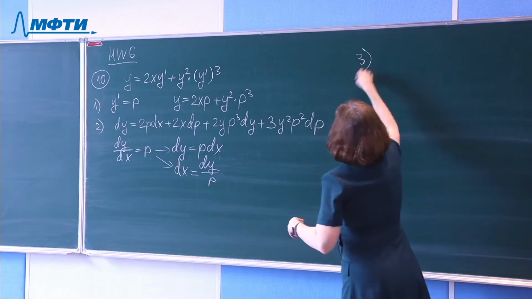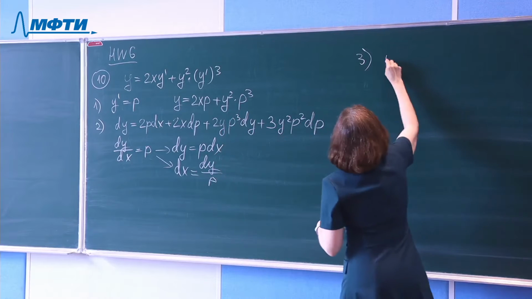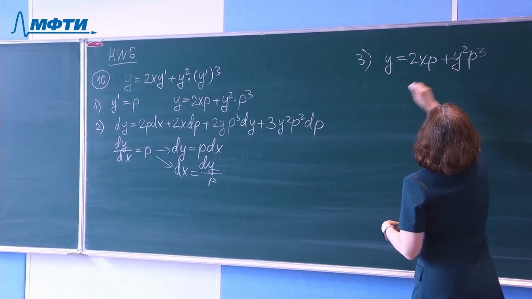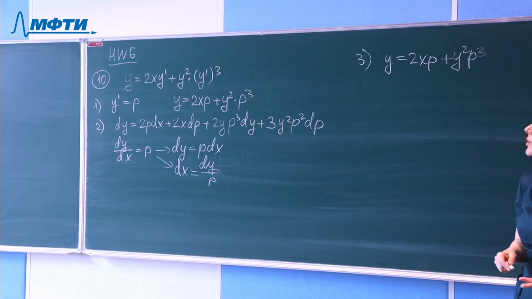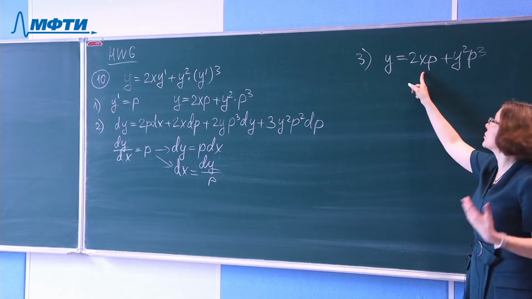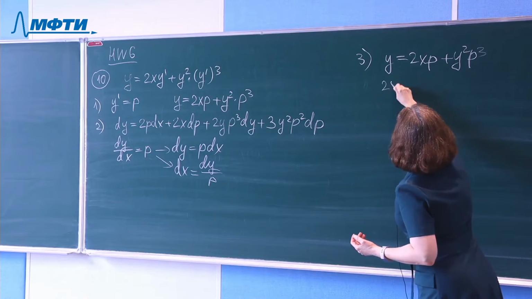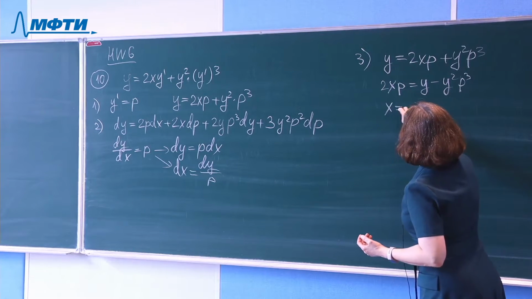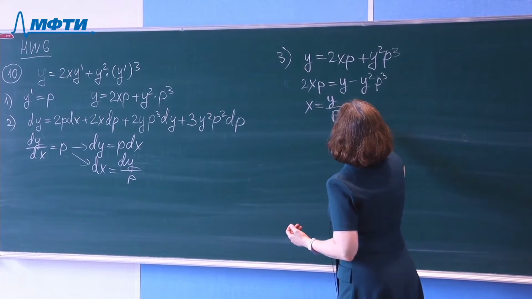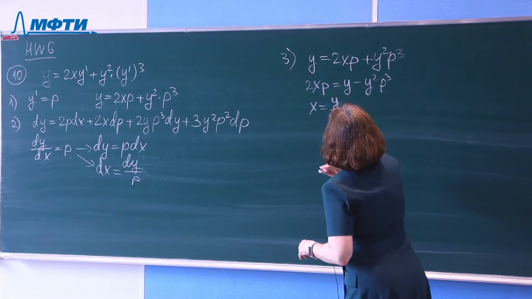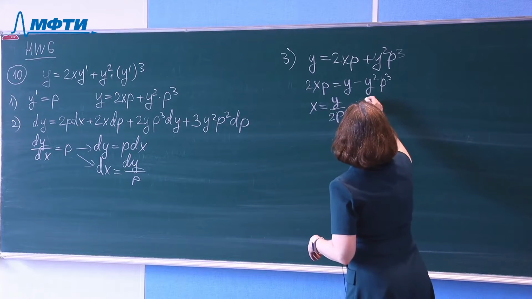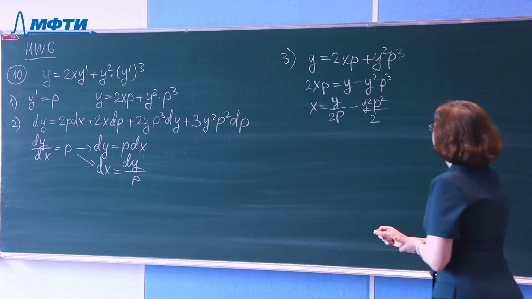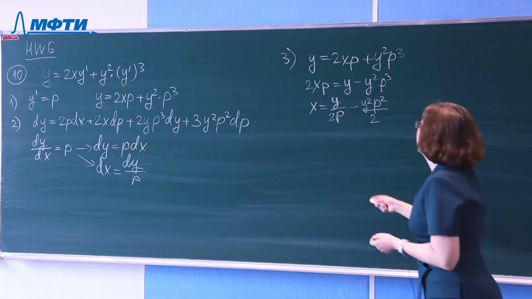So step number 3, we solve for x, of course. So 2xp plus y squared p cubed should be solved for x in terms of y. It's better, of course, because it is a linear equation, and so solving for x is more convenient, right? So it will be 2xp equals y minus y squared p cubed, and x equals y over 2p minus y squared p squared over 2. Right? So this is x.